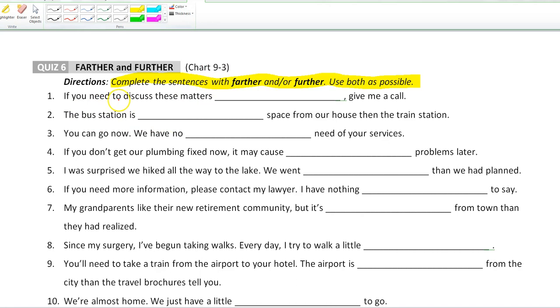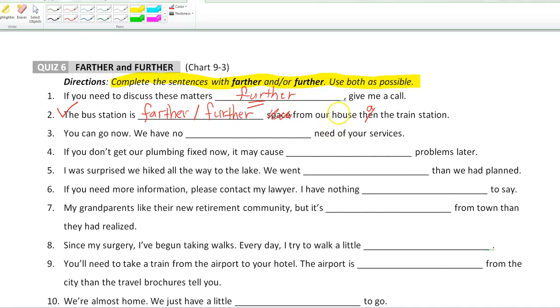So, let's look at the meaning of the sentence. If you need to discuss these matters farther or further, give me a call. Well, this one means more, so we can only use further with a U. Okay, this one, the bus station is blank from our house, than the train station. Is this one distance? Yes, this one is distance. So we can use farther or further.